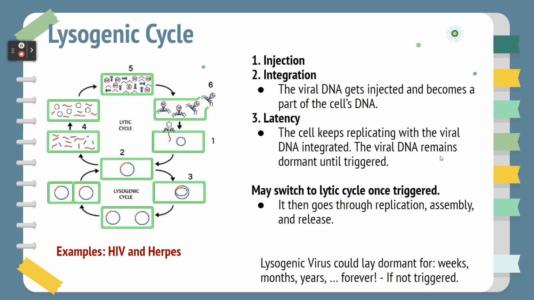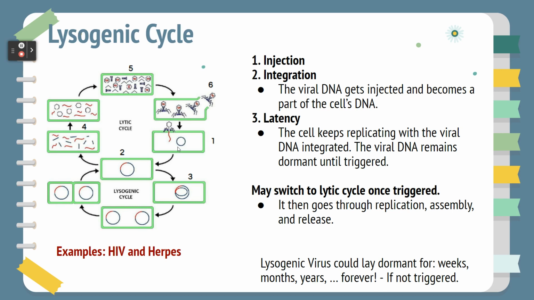All right, moving on to the lysogenic cycle. We once again have our bacteriophage over here as our example. In the lysogenic cycle, there are 3 key stages that you need to know. So number 1 is injection. We're starting here this time. Similar to the lytic cycle, the virus first attaches to the host cell and injects its DNA. This initial stage is identical in both cycles.